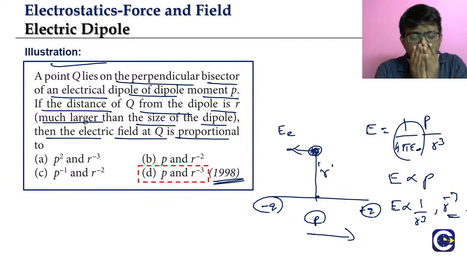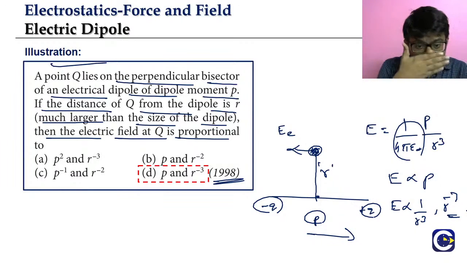இப்போ ஒரு பார்ட் முடிஞ்சது. What is it? The field produced by the electric dipole. இப்போ நம்ம செகண்ட் பார்ட் பார்க்க போறோம்.